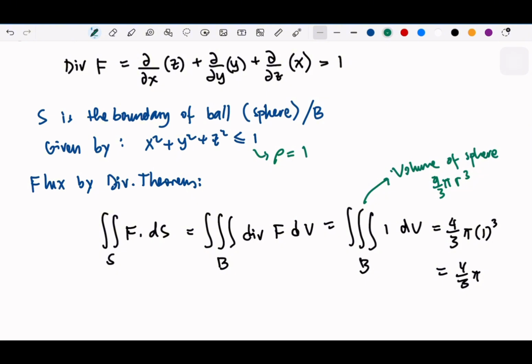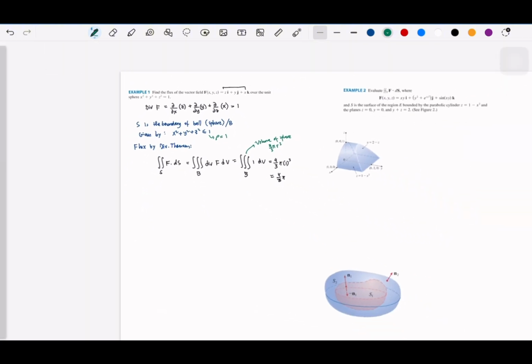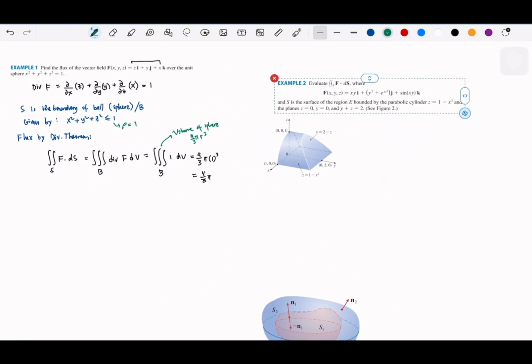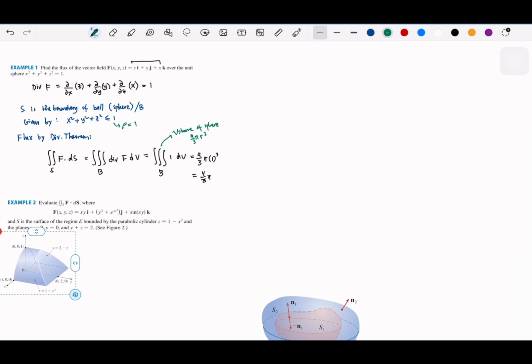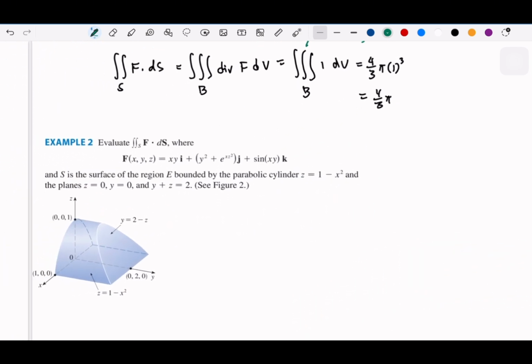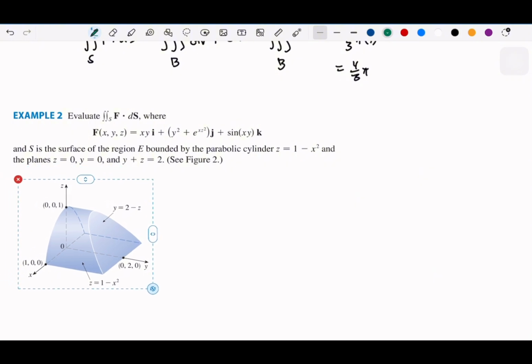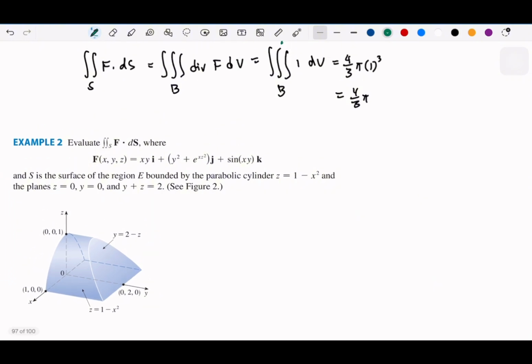This is geometrically very simple. But if we have another situation where we need to work out the triple integrals, I hope you can catch some of the material on triple integrals. Basically, in this part, the triple integration should not be that complicated and should be easier to follow.